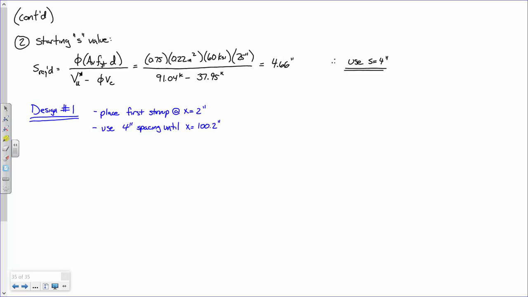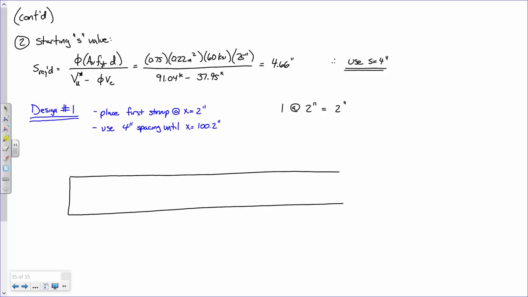So here's how I'm gonna write this. Okay? And don't write anything down just yet. Just sort of watch me. Okay? Now I'm gonna place my first stirrup at 2 inches. Okay? So that's 2 inches. So if you want a picture, if you want an actual picture of what the beam looks like, watch this. Okay, so here's the beam.